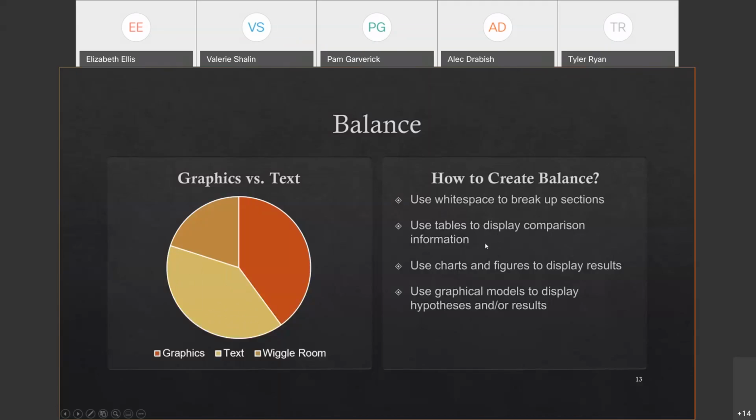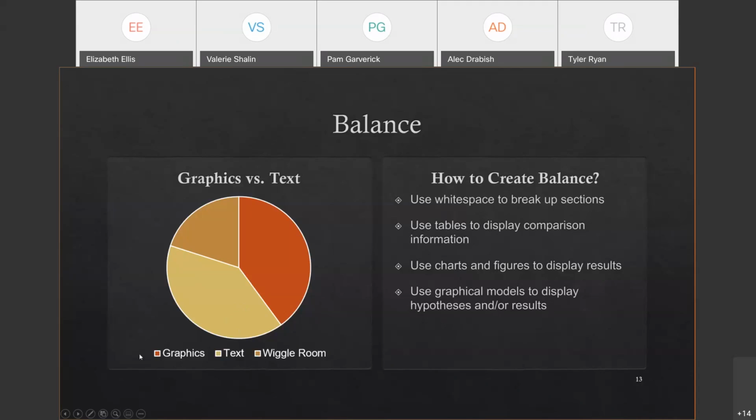So, if you have, I'm trying to think, introvert versus extrovert and you have a couple different definitions for it, you might use a table. We use charts and figures to display results and use graphical models to display hypotheses and or results. And so this answers Alex's question. You want about a 50-50 split for graphics versus text.